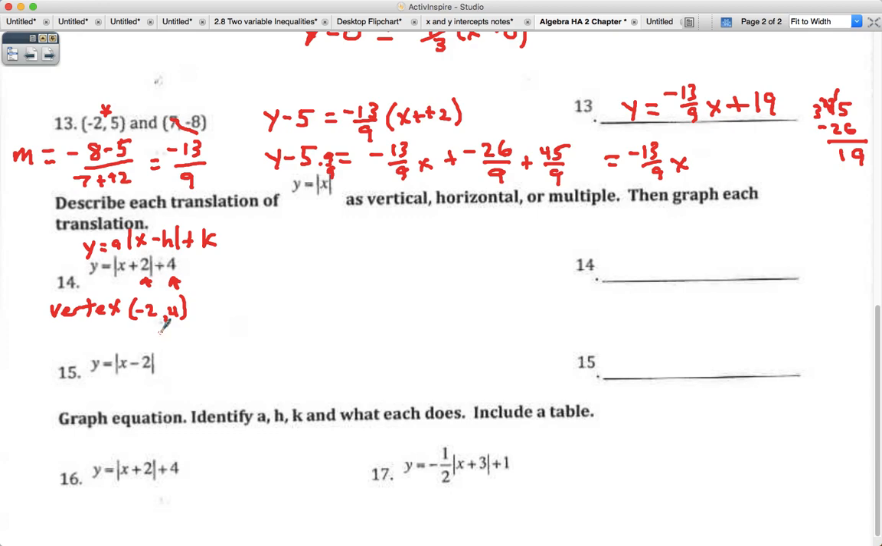So I know that I have a slide to the left, negative 2. And then I slide up 4. I don't have a value for a. Well, actually a is 1. So nothing happens to it. So I know it's going to look like this.